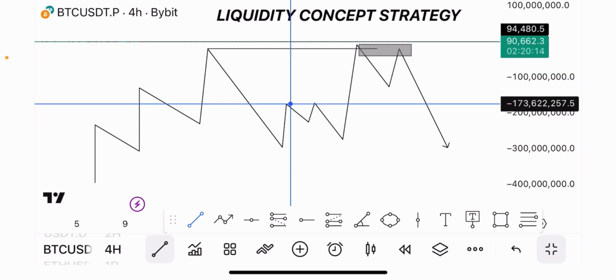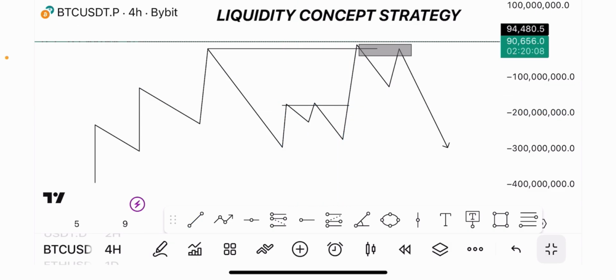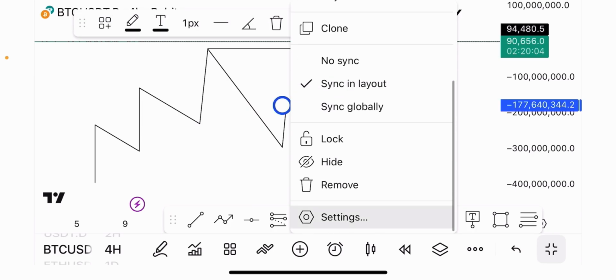So this is the inducement here too. We have the inducement here. This is the inducement. So it's as simple as that.